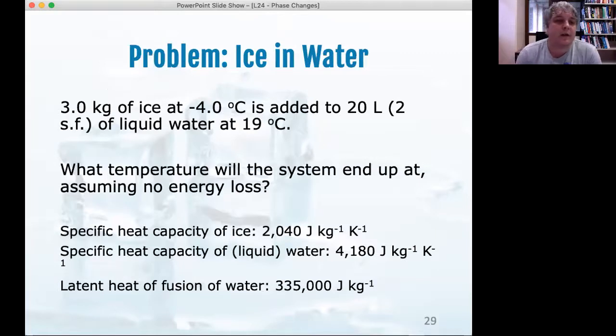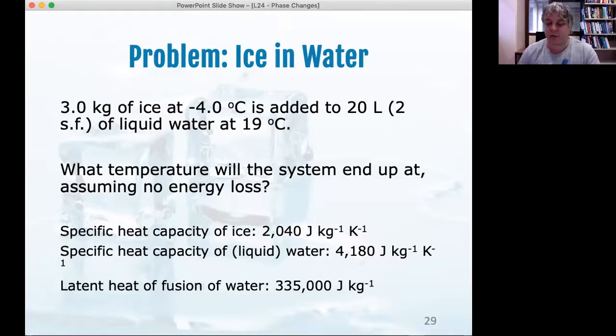The first one is ice in water. 3 kilograms of ice at -4 degrees Celsius is added to 20 litres of liquid water at 19 degrees Celsius. What temperature will the system end up at, assuming no energy loss? So that's our assumption, right?